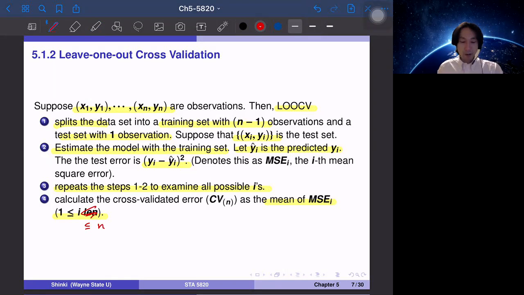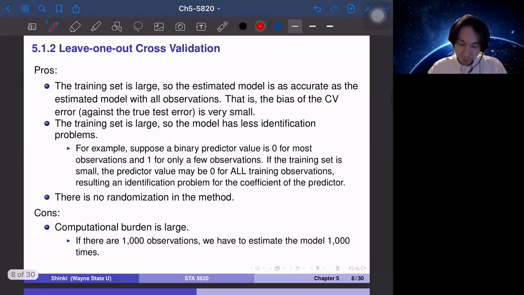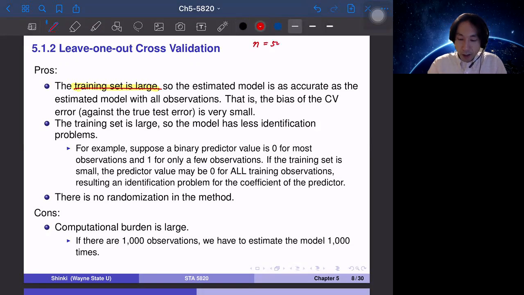Okay. So then we can evaluate the error size. Yeah, so if the training set is large, that's good. If the training set is small, that is often the problem, especially when you have a scarce variable. For example, you have 500 observations in real estate data, and one column.